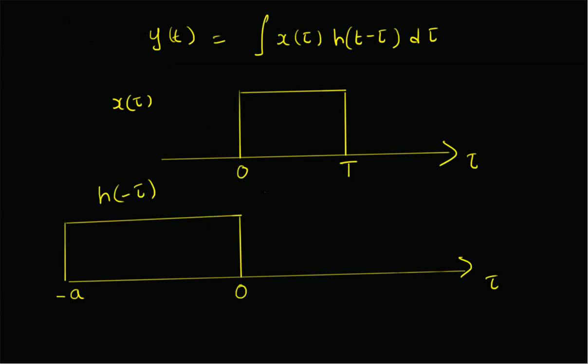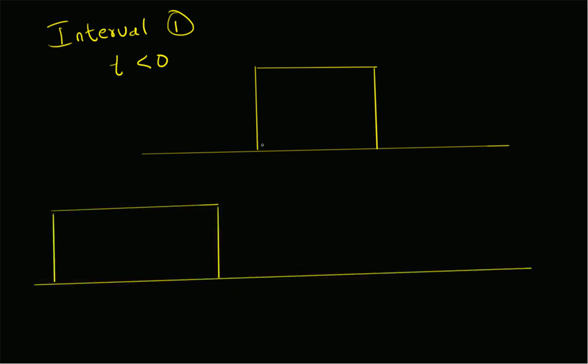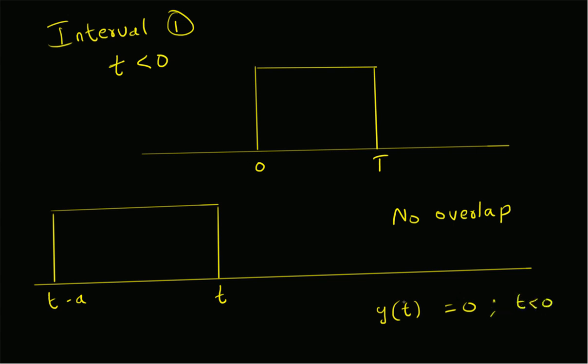So in the first interval, interval 1, the value t is less than 0. So x of tau has the same shape, but our h of t minus tau will look like the following. This is from 0 to T, and this is t and t minus a. Here we have t less than 0, that is the interval. So there is no overlap. So basically y of t is equal to 0 for t less than 0 because there is no overlap.